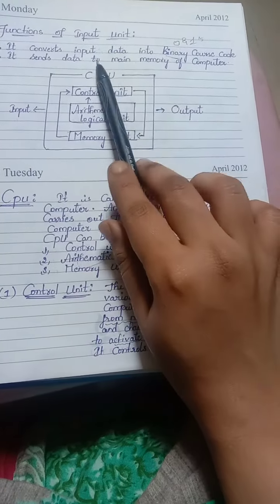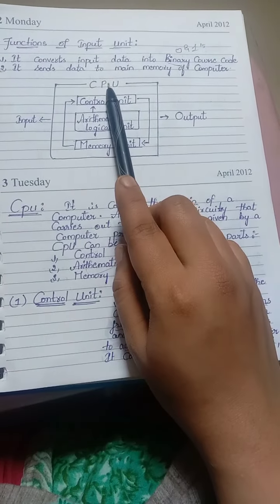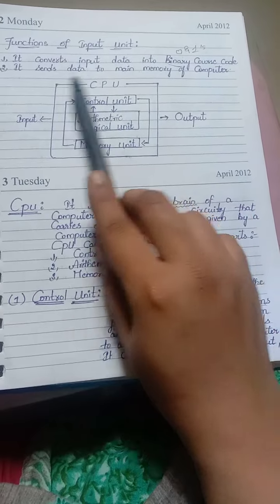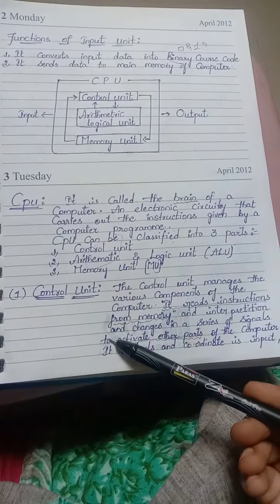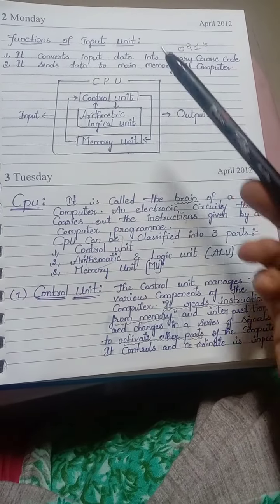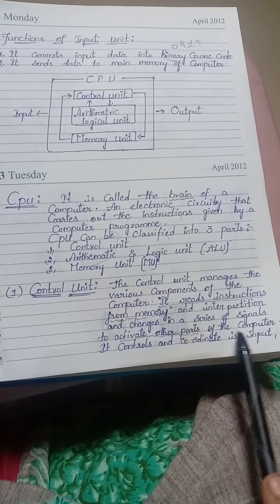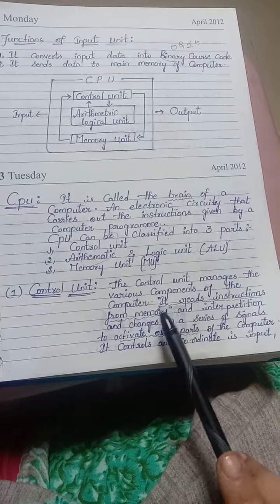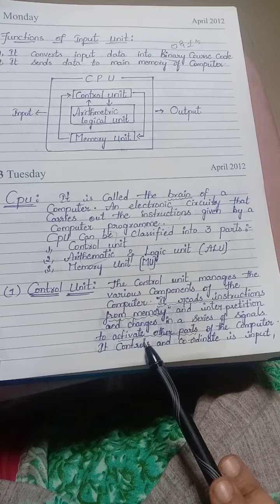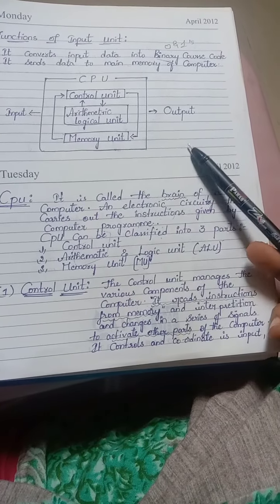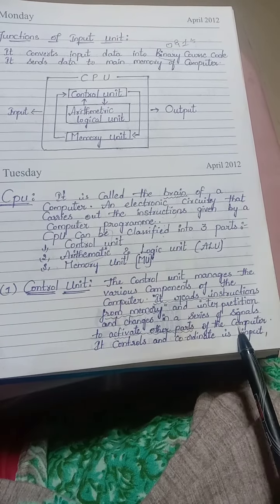In the above input functions, we know that it sends data to the main memory. Here we are telling that the control unit receives the data which are sent by the input devices. Okay, and it interprets and changes it into a series of signals. And what does it do? It receives data from the input and sends signals to the other parts of the computer to activate. It sends signals to the devices which are going to work for that input.